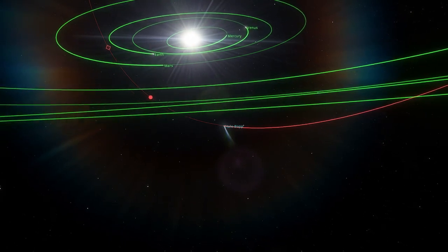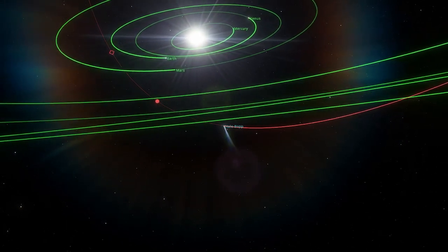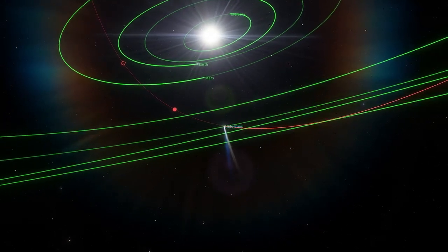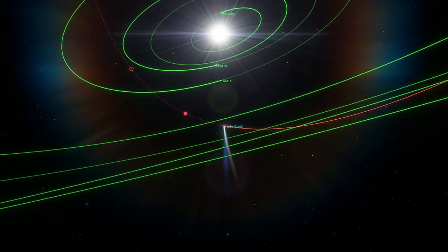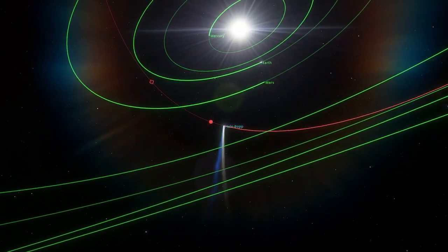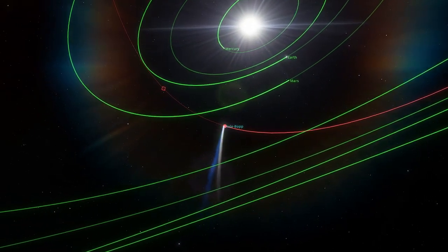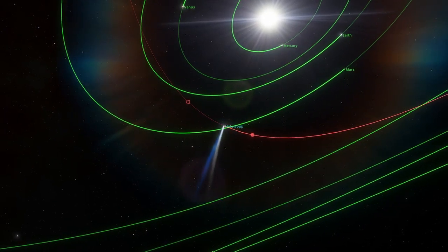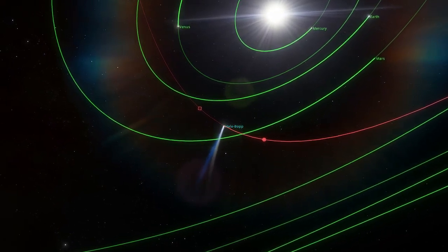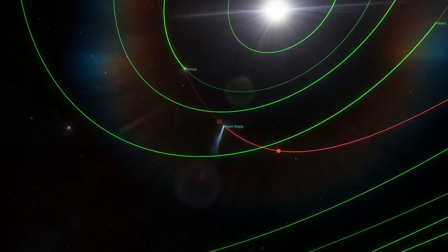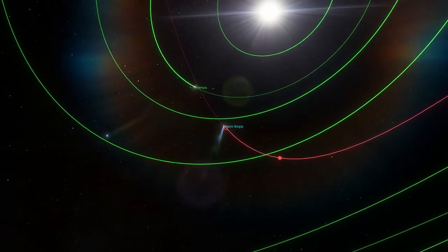The ion tail, composed of charged gas molecules, interacts more directly with the solar wind and always points directly away from the sun. This tail emits a bluish hue due to ionized carbon monoxide and other molecules. An intriguing dance ensues. No matter which direction the comet is moving, its ion tail always aligns with the solar wind, pointing away from the sun, while the dust tail curves along the comet's path.